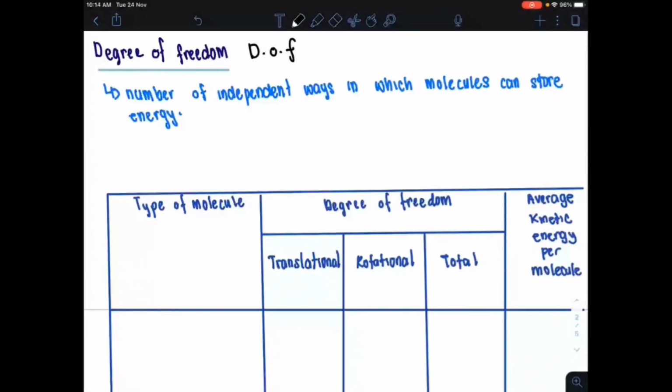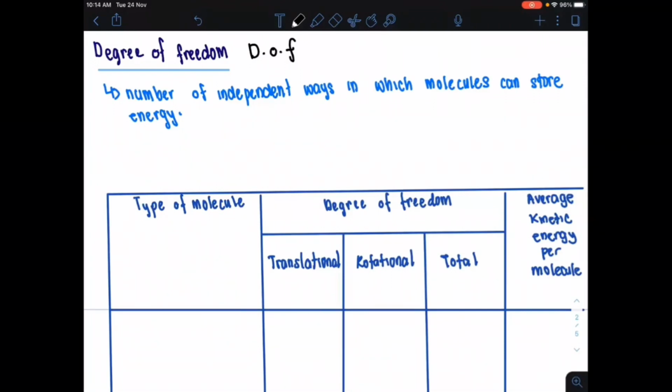Maksudnya, kamu punya molekul ni, dia boleh simpan energi. Okay, however, dia ada banyak cara untuk dia simpan energi ini. So, degree of freedom ini adalah bilangan cara untuk dia simpan energi itu. Okay, however, it depends on the type of molecule.